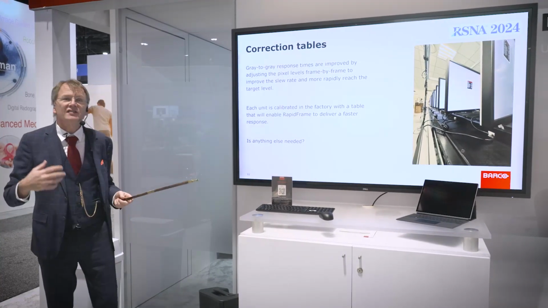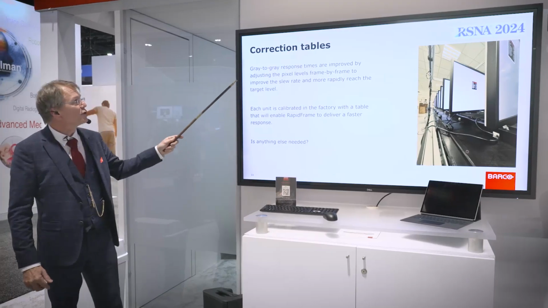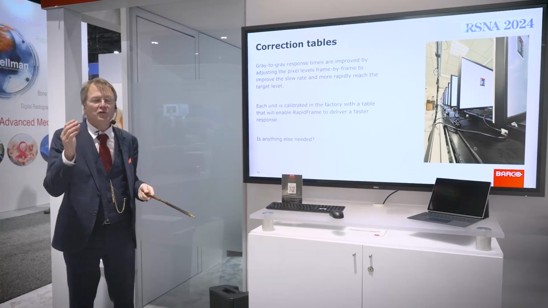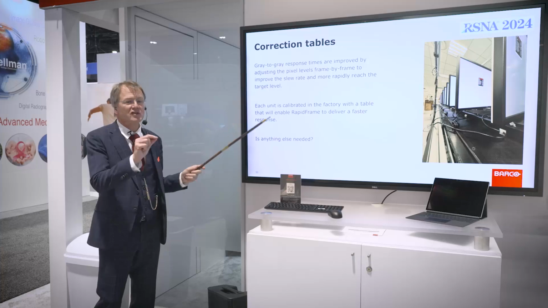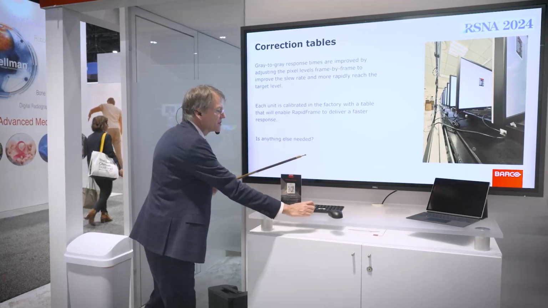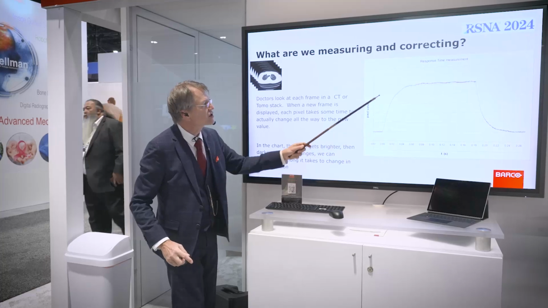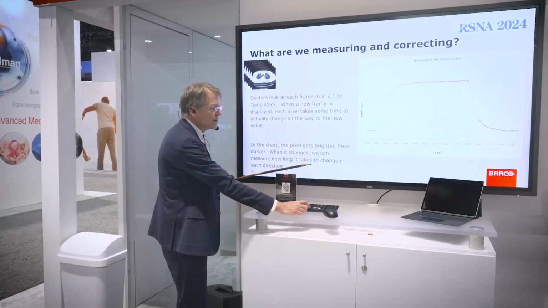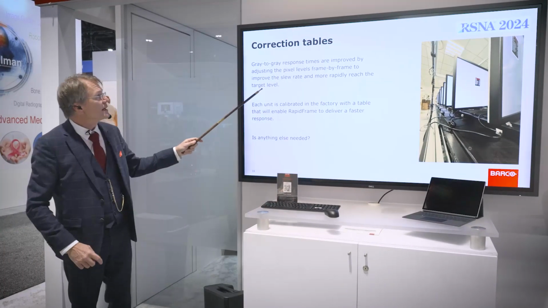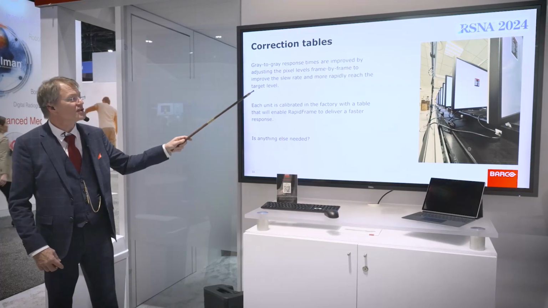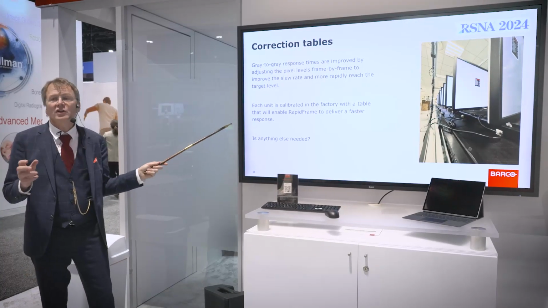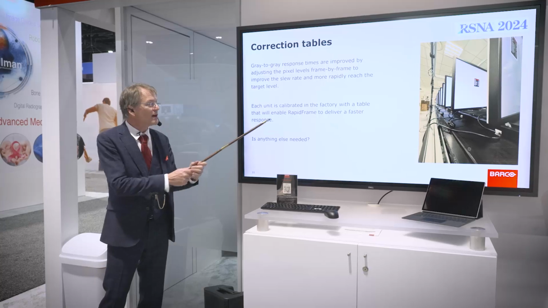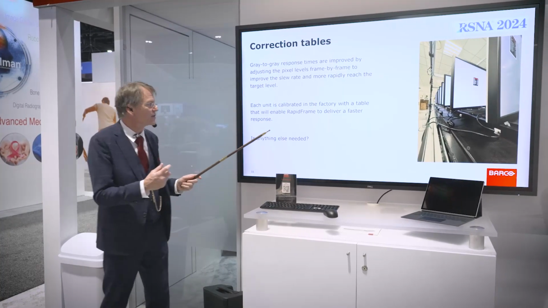So then what comes is correction tables. We can improve these gray to gray response times by having the pixel values change frame by frame in order to improve the slew rate. This is the slew rate. And if we can get that to go up faster and reach the right value, then it's going to be that much clearer. So we can improve that by having a correction table inside the display. Each unit of the Barco displays is calibrated in the factory with a table that enables the rapid frame feature to deliver a faster response.